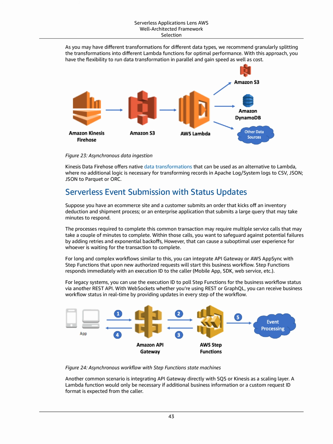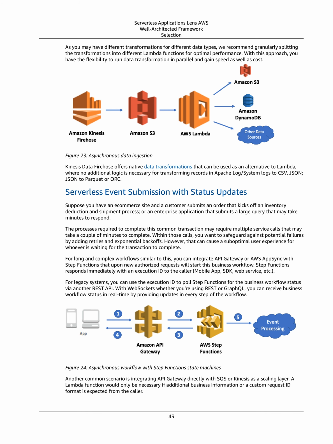For long and complex workflows similar to this, you can integrate API Gateway or AWS AppSync with Step Functions that upon new authorized requests will start this business workflow. Step Functions responds immediately with an execution ID to the caller, mobile app, SDK, web service, etc. For legacy systems, you can use the execution ID to poll Step Functions for the business workflow status via another REST API. With WebSockets, whether you're using REST or GraphQL, you can receive business workflow status in real time by providing updates in every step of the workflow.